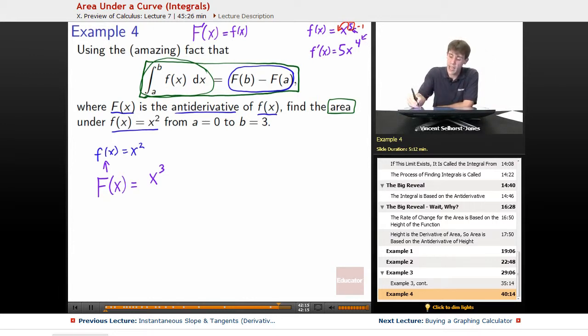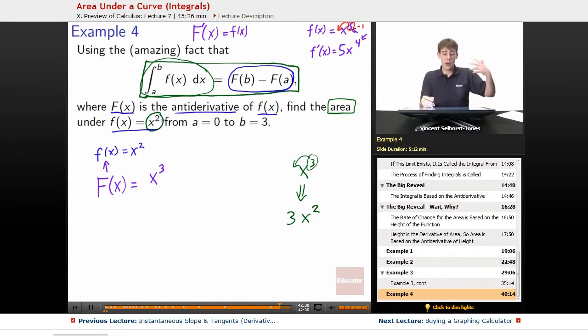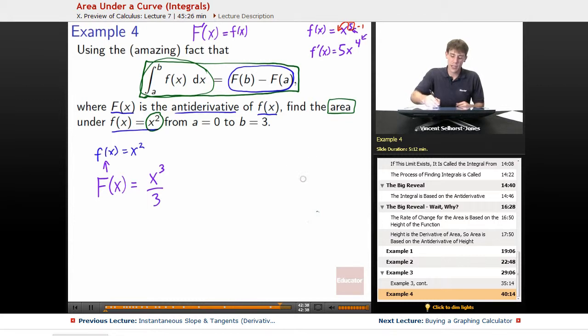However, if we were to work this out with x cubed, taking the derivative we'd bring the 3 down, and we'd get 3 times x to the 3 minus 1, or 3x squared. But there's a problem here. It's not 3x squared, it's just plain x squared. So how can we get rid of this 3 coefficient at the front? We just divide the whole thing by 3, and now we have the antiderivative.